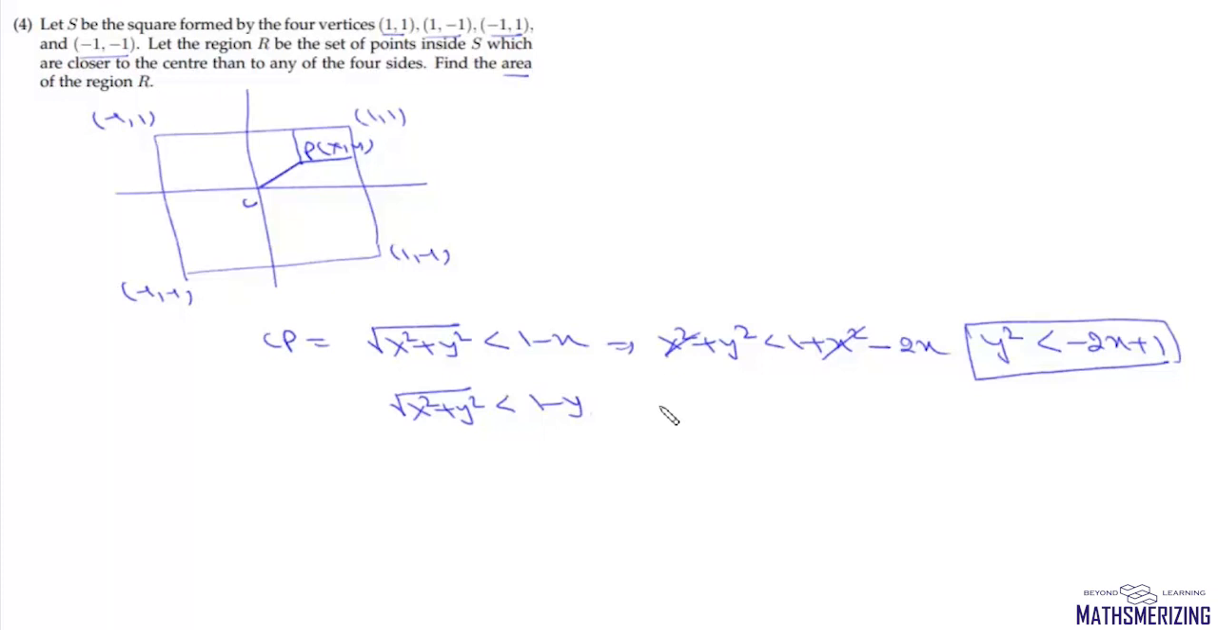And here if we solve it, we'll get x square plus y square is less than 1 plus y square minus 2y. Again here y square will cancel. We'll get this condition as x square is less than minus 2y plus 1. So this is a parabola opening left, and this is a parabola opening right. So in the first quadrant, we need to find the region which is common to both the inequalities.